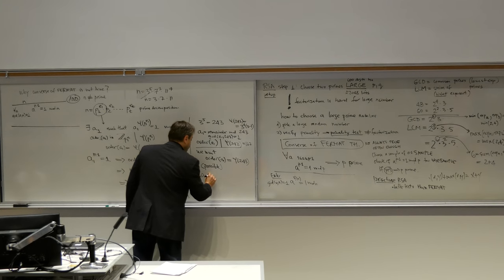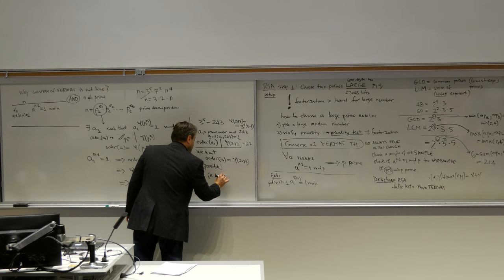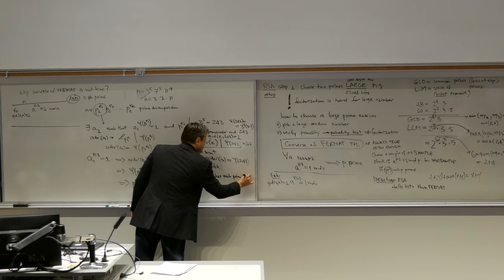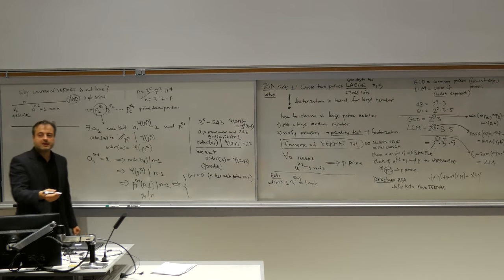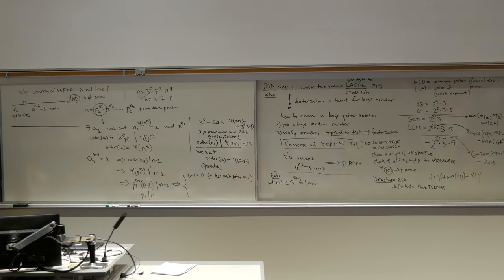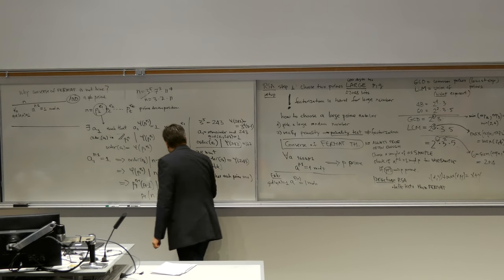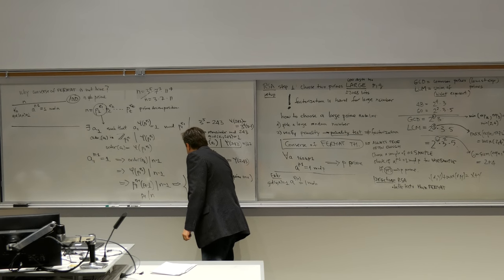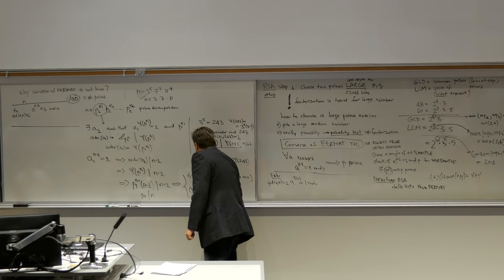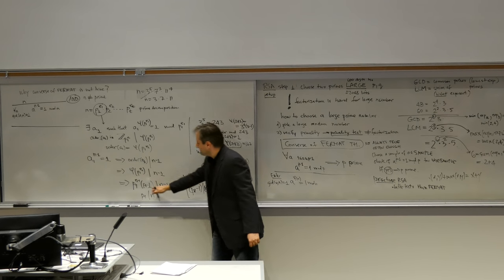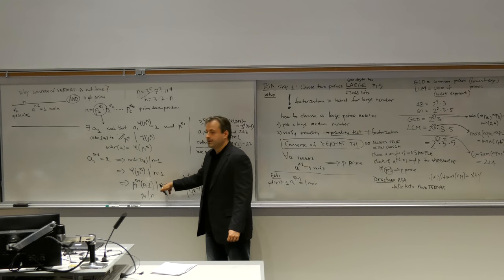So n has each prime once. It can't have multiple 3s or multiple 7s or multiple 11s. Whatever prime is there can only be there once. And secondly, it also means p1 minus 1 must divide n minus 1.